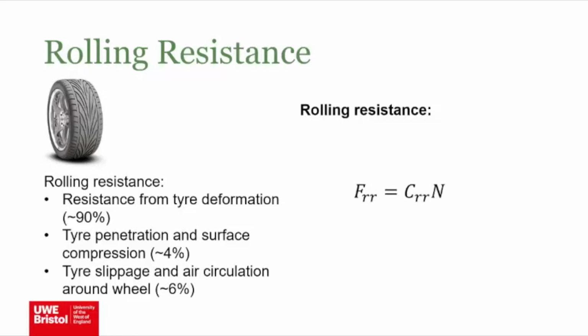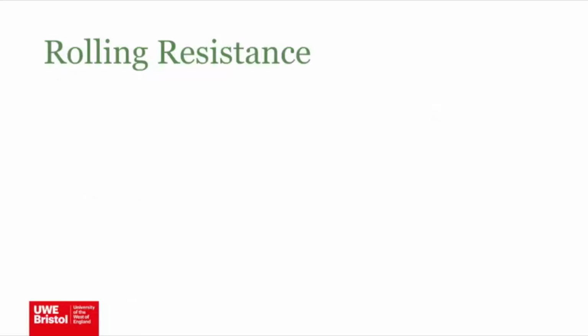And I mentioned this, I've used slightly different variables here. CRR being the coefficient of rolling resistance. N is your normal force, so the vertical load, and that gives you a general rolling resistance force called FRR. Coefficient of rolling resistance, and your normal load on the tyre.